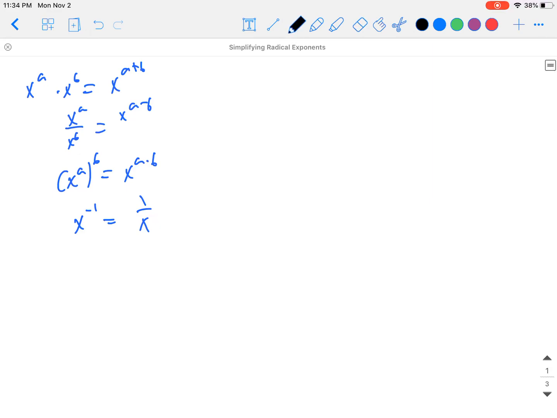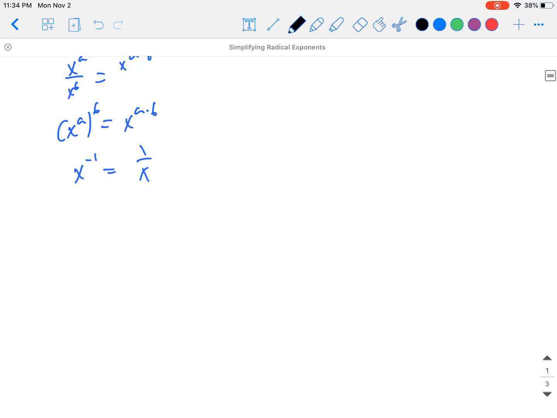So for this, radical exponents are just the same as regular exponents, so we can use the same formulas we discussed earlier. We have the product rule, where x to the a times x to the b equals x to the a plus b, the quotient rule, x to the a divided by x to the b equals x to the a minus b, the power rule, x to the a to the b equals x to the a times b, and then finally, we have the inverse rule of x to the negative 1 equals 1 over x. Alright, so we have three examples today.